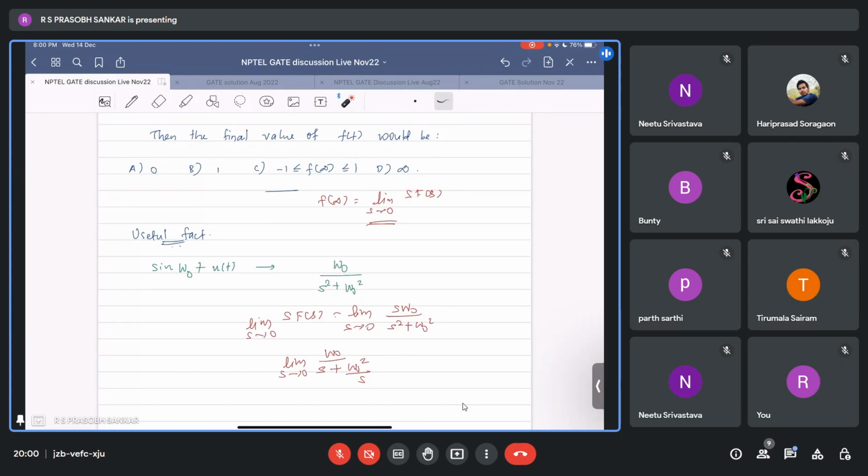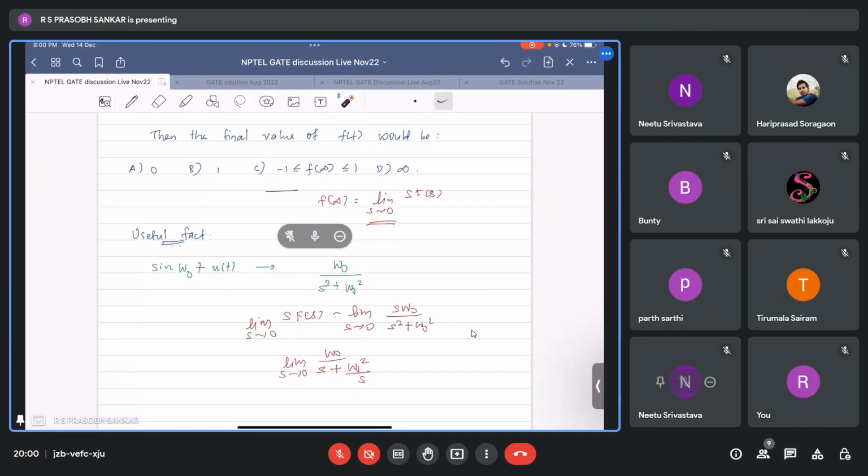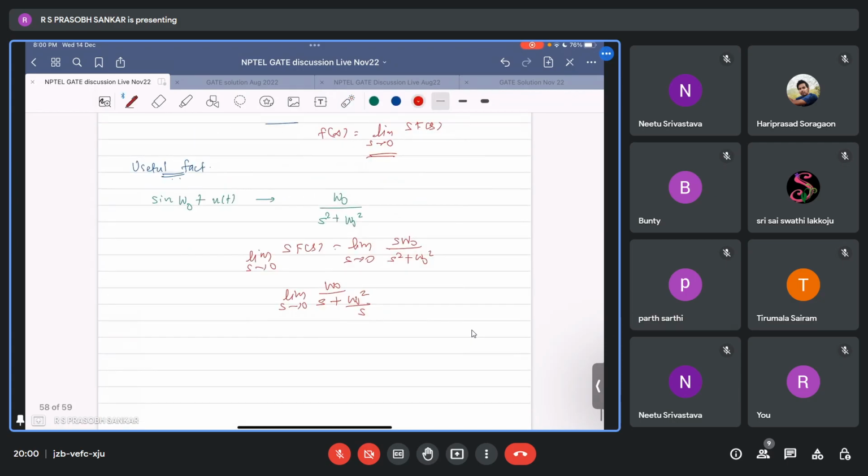Correct? Any suggestions? If I say that D is the correct answer, is it correct? No, it is not correct. Actually, the answer is C. Why is that so?